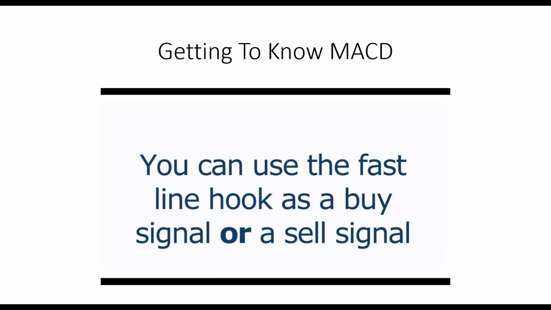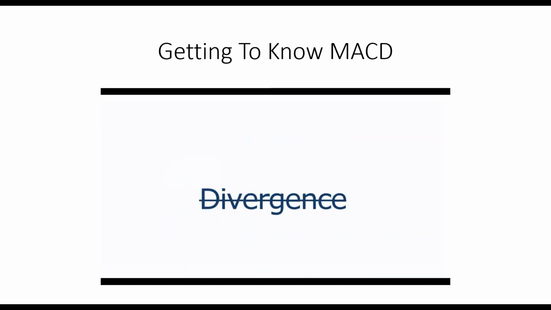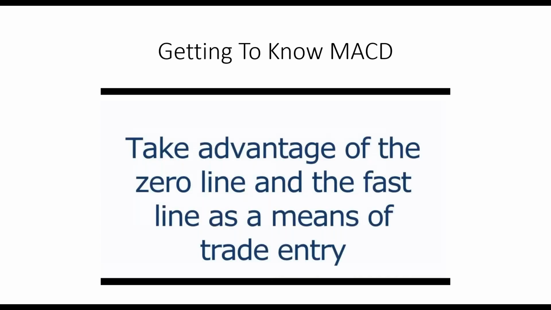Depending on the context of the chart, you can use the fast line hook as a buy signal or a sell signal. These can be used in a weekly chart, and you would have entered 5 or 6 bars earlier, and you'd have been up over 120 pips before that breakdown happened. What about divergence? I'm not going to talk about divergence simply because this also takes into account price action and structure. And I find the normal teachings about divergence has way too many holes, because if you trade just the indicator, you're setting yourself up for failure.